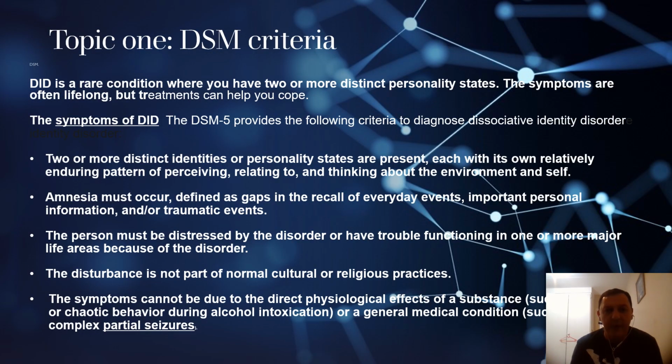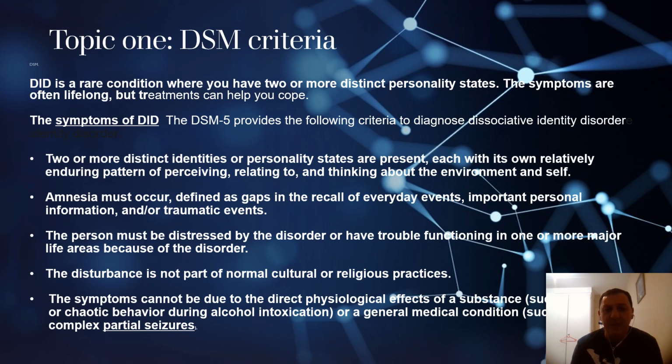Okay, topic 1. They say DID is a rare condition where you have 2 or more distinct personality states. The symptoms are often lifelong, but treatment can help you cope. So the more counseling a person gets, the less the identities or personalities would manifest in the person. So what does the DSM say? It provides the following criteria to diagnose a person with dissociative identity disorder.